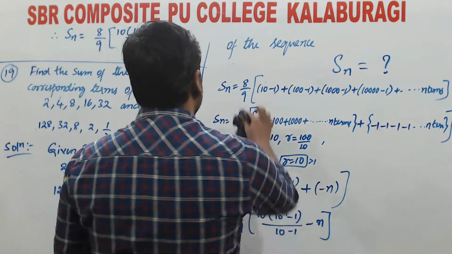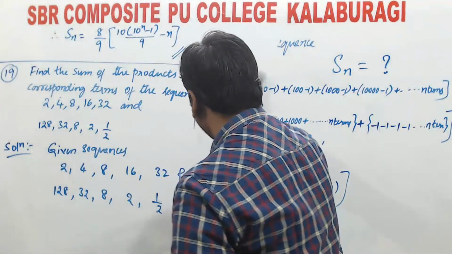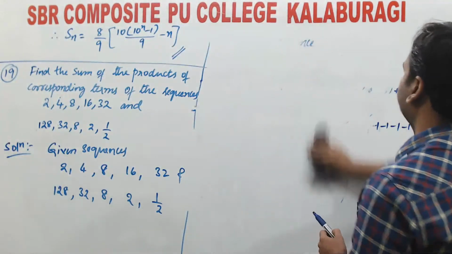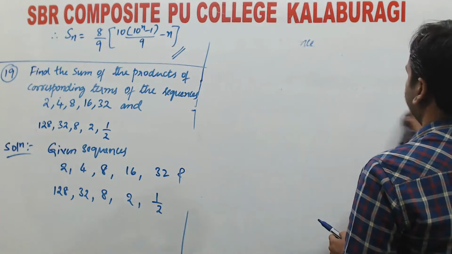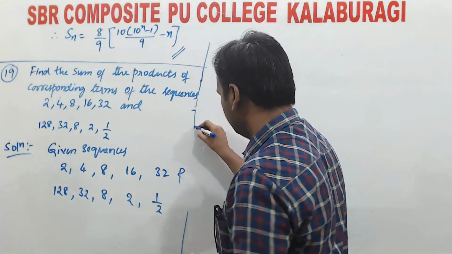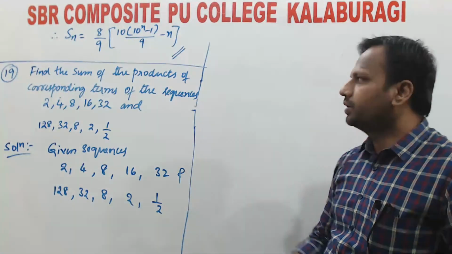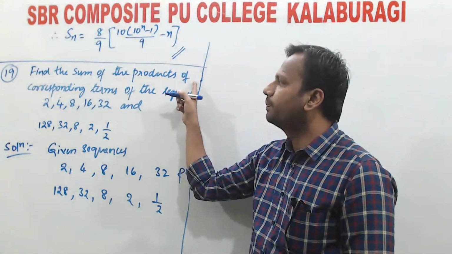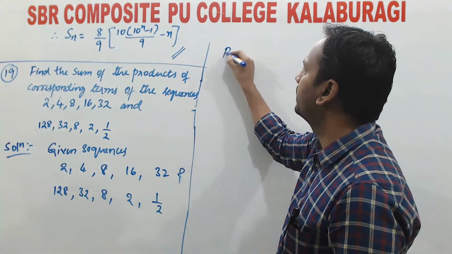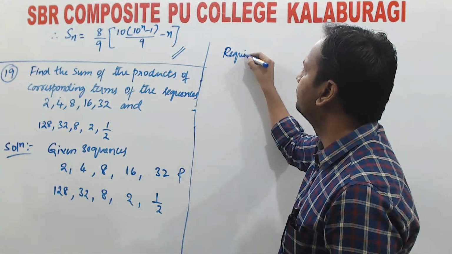Right? Now, according to the question, what should I do? Find the sum of products of corresponding terms of the sequences. Means I need the required sum here. Let me take the required sum.